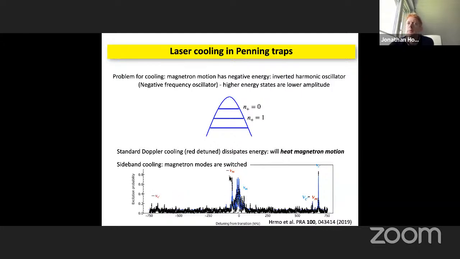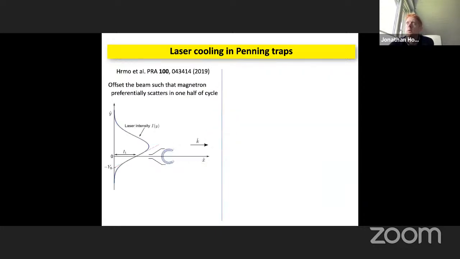But the equivalent thing for the magnetron motion, which is a much lower frequency in this particular case, is that it sits on the opposite side of the carrier. This is the blue sideband, or it would have the anti-Jaynes-Cummings Hamiltonian, if you like. And this one here is the equivalent of a red sideband that would be used to cool down the motion. It would take you from n equal 1 to n equal 0 if you flip the spin, right? So everything is reversed because of this negative frequency for this magnetron type motion. So that means that standard Doppler cooling heats you up. So how can you get around this?